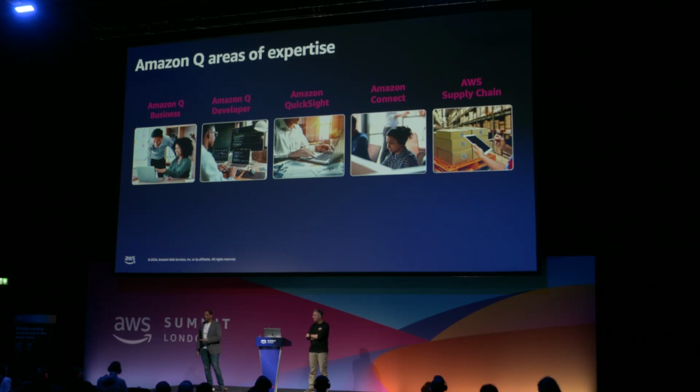Then we have Amazon Q for our business intelligence service, Amazon QuickSight. We also have Amazon Q for our contact center service. And coming soon is Amazon Q for AWS Supply Chain. But today in this session, we are going to focus specifically on Amazon Q Business.